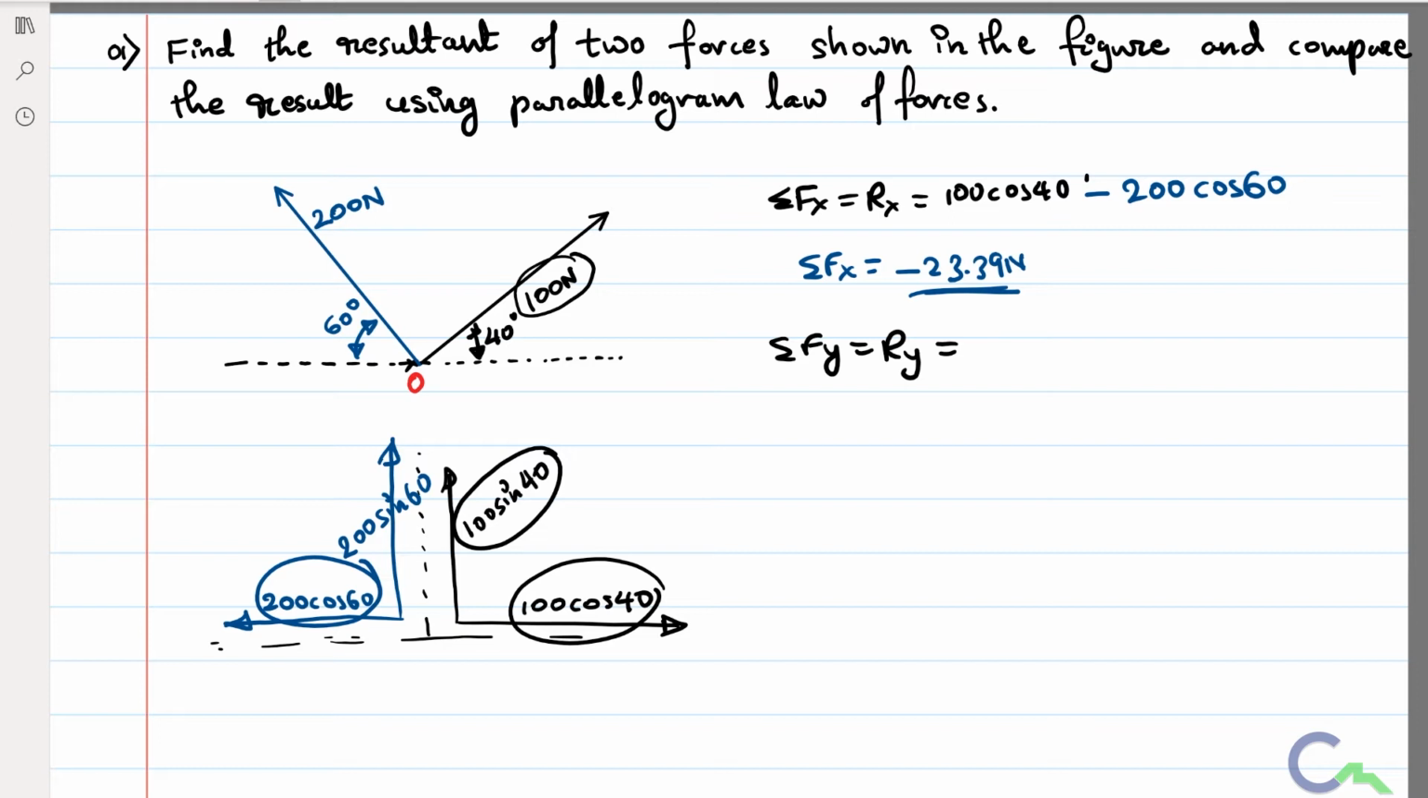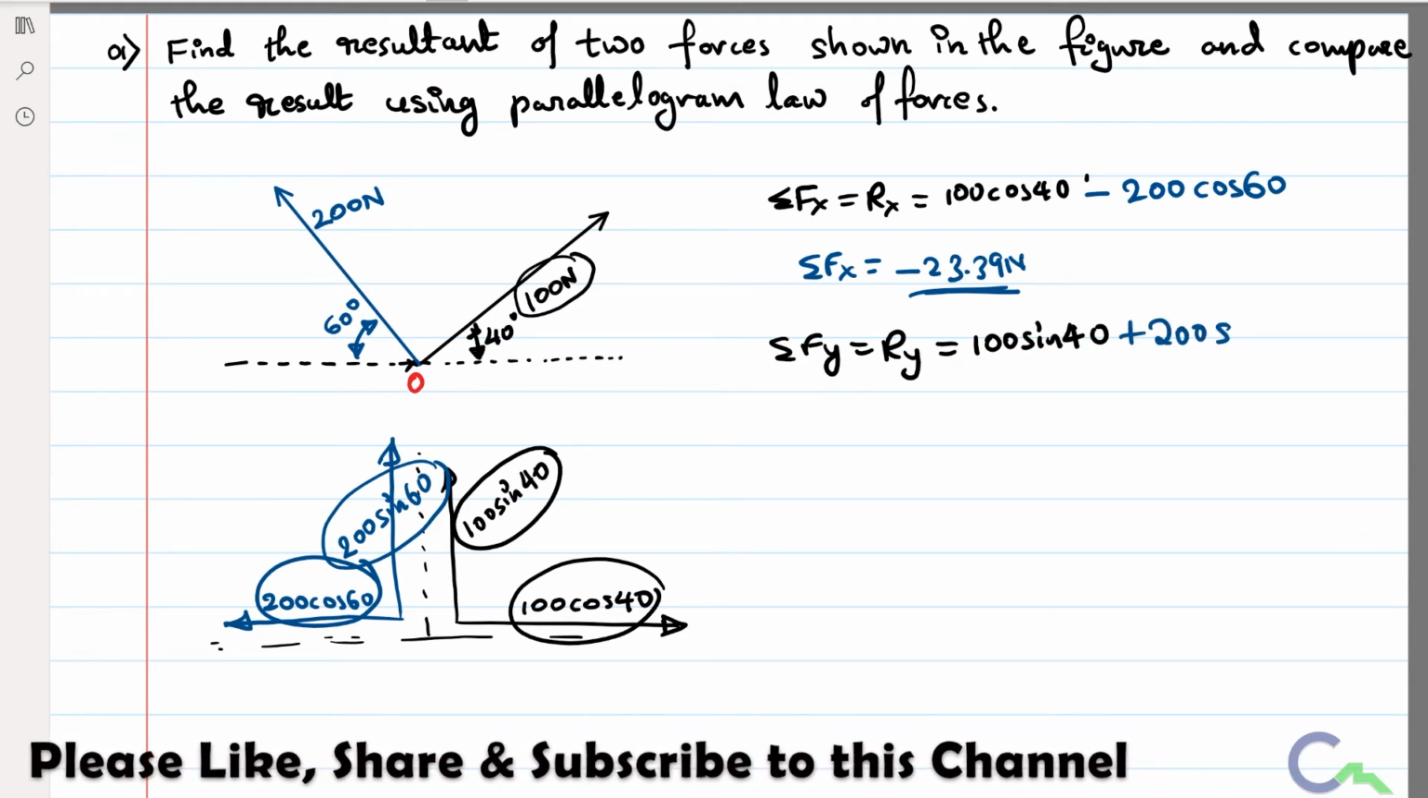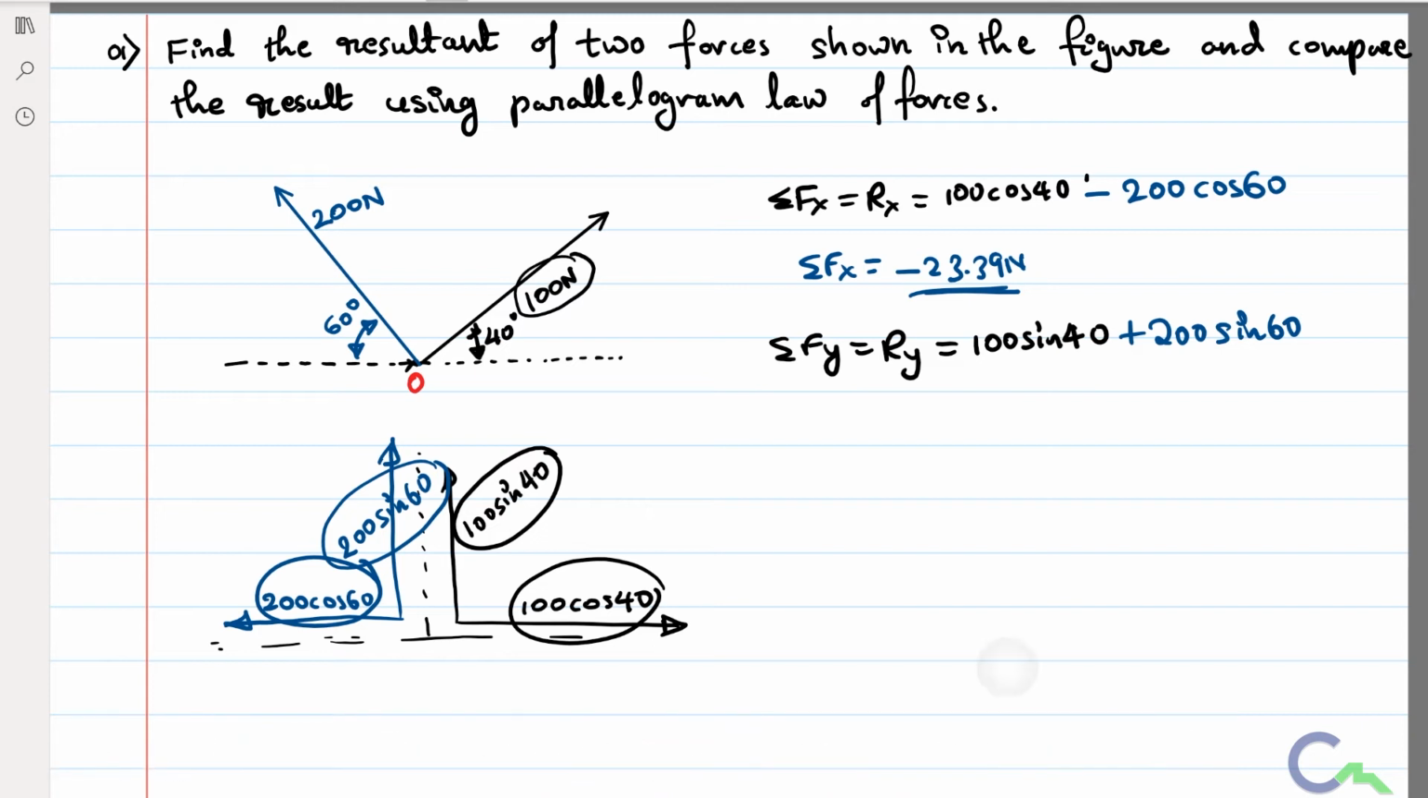Now I am going to apply sigma Fy or Ry is equal to the vertical component of the 100 Newton force, that is 100 sin 40 acting upward. The vertical component of the 200 Newton force is plus, acting upward, 200 sin 60. Therefore sigma Fy is equal to 100 sin 40 plus 200 sin 60. So we will get 237.48 Newton.